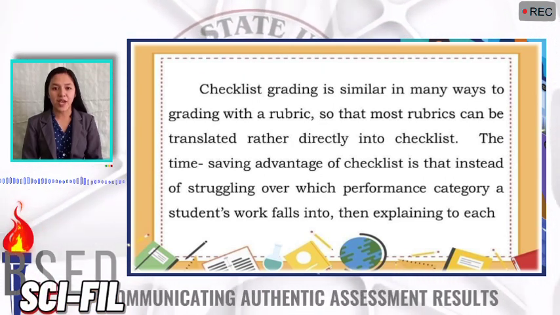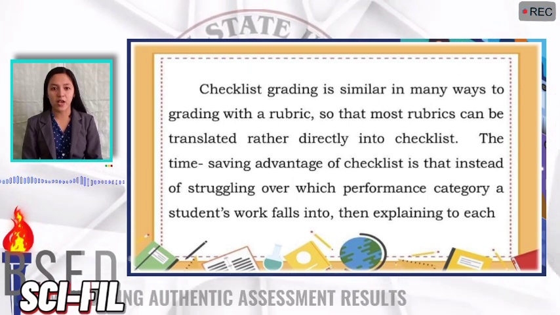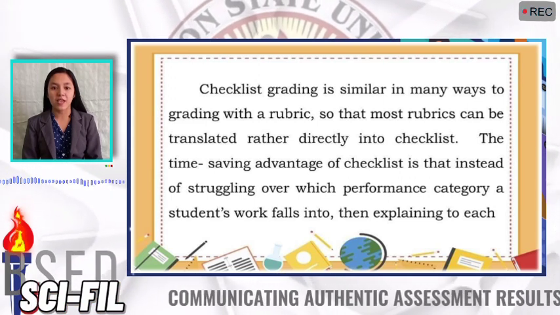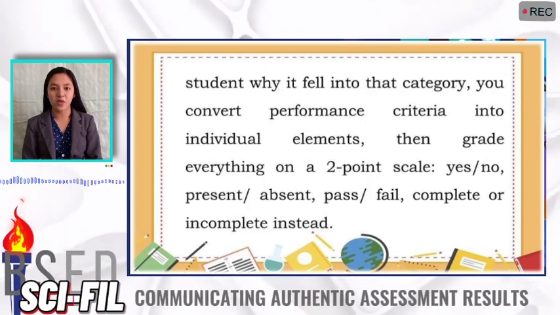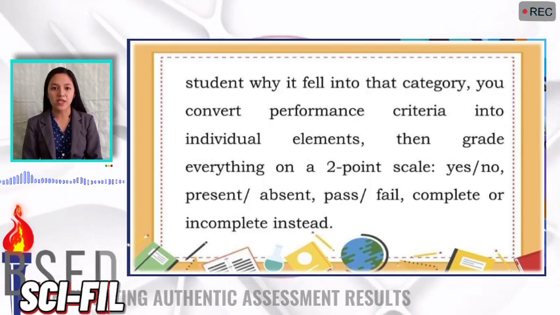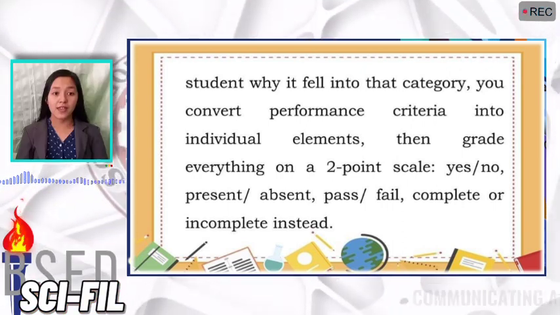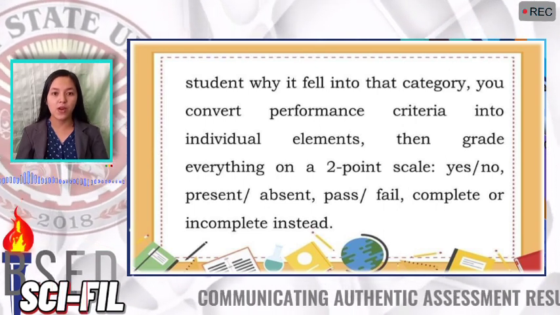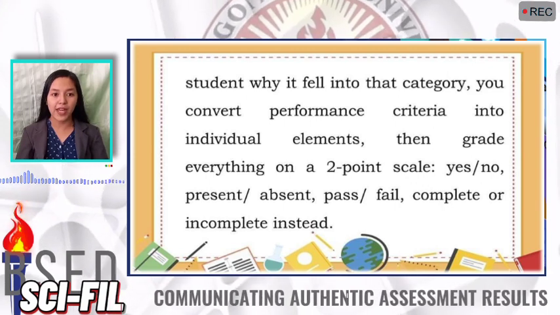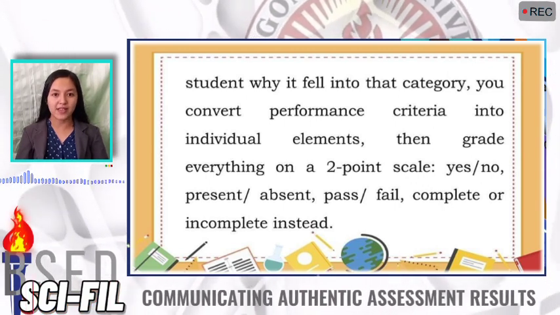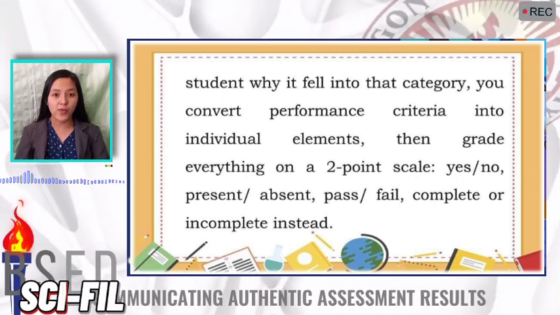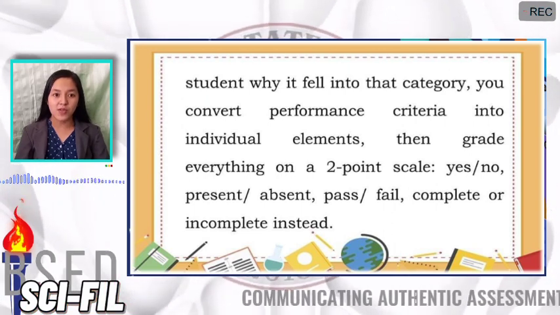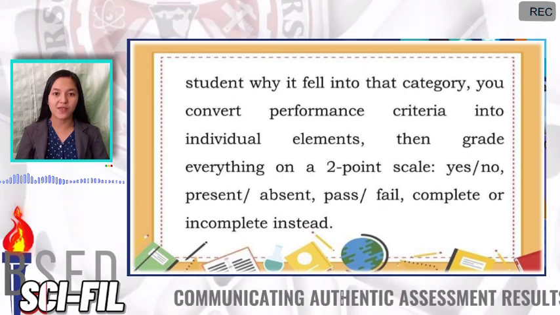The checklist's time-saving advantage is that instead of struggling over which performance category a student's work falls into, then explaining to each student why it fell into that category, you convert performance criteria into individual elements. Then, grade everything on a 2-point scale. It is basically a series of yes or no, present or absent, pass or fail, complete or incomplete judgments instead. A student, a group of students, or an entire class may use checklists. They may be single-use or designed for multiple usage.